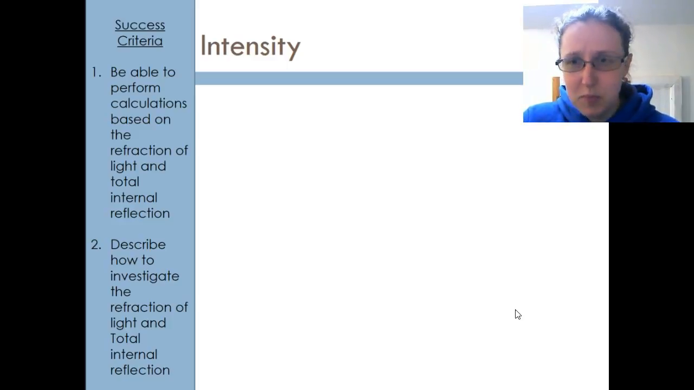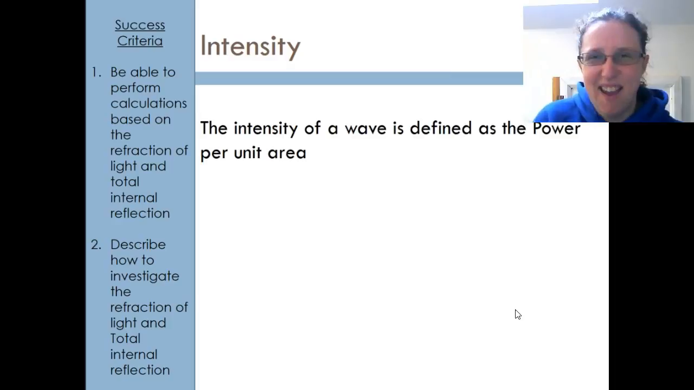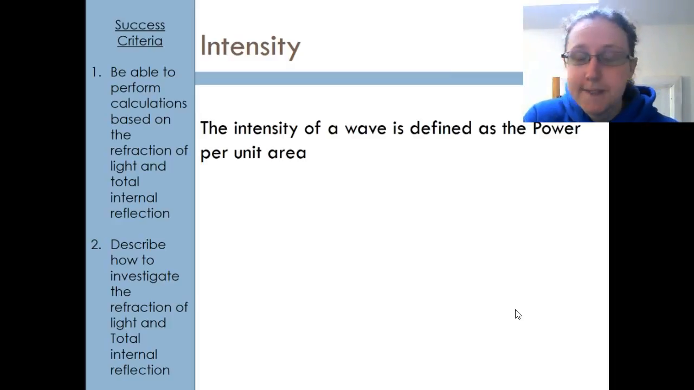So, intensity is power per area. So it's how much energy is transferred per second per unit area. So if you sat somewhere and the intensity of the sun is really high, it means that in that area there's a lot of energy being transmitted to you per second. So it probably feels really warm.